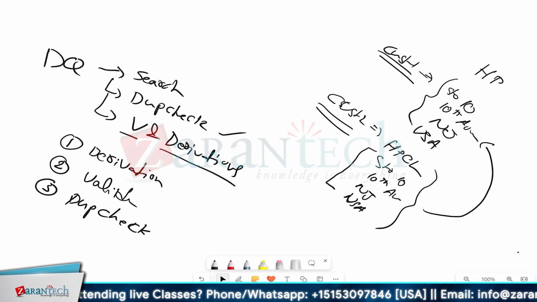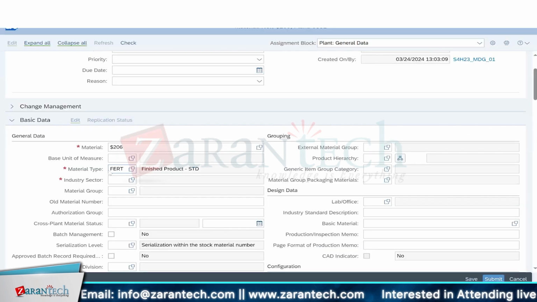Without having any derivations, there is no point in running the validation, because when you run the validation, all the data has to be entered and should be available for every attribute. Now, let's say, for example, on this particular screen you have a derivation: as soon as you enter this FERT material type, this value should be 0, 1. At the same time, you also have a validation saying that this value should not be blank.